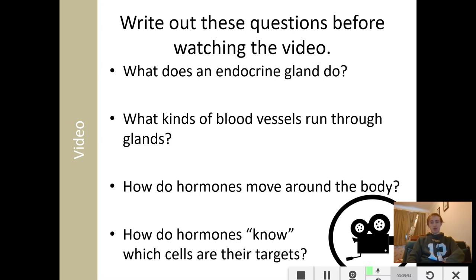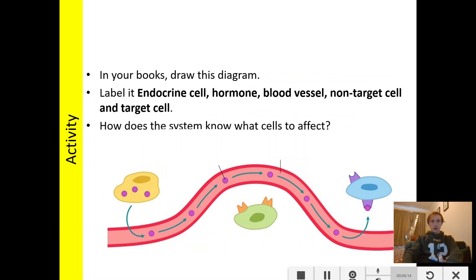How do hormones move around the body? Through the bloodstream, through the blood, in solution, dissolved in your blood. And how do hormones know which cells are their targets? Well, of course, they don't know anything, they're only chemicals, but they attach to their targets because their targets have receptors on the outside. Now let's go into a bit more detail on that. Here is a very simple diagram of the endocrine system.